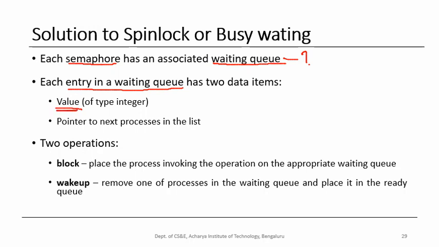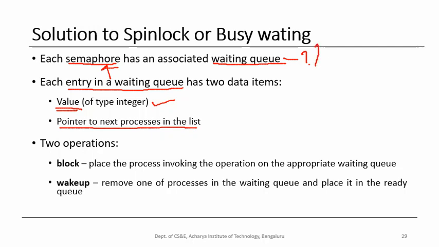One is the value of the semaphore itself, and another one is the pointer to the list of waiting processes. If some other process is already waiting on this semaphore, there will be a pointer to that list. That list will have multiple processes waiting on this semaphore. This will become very clear when we take the example and understand.